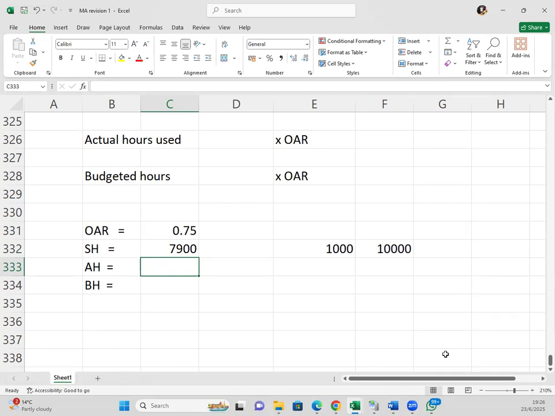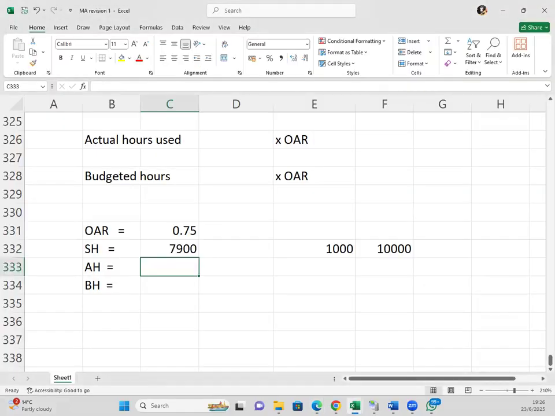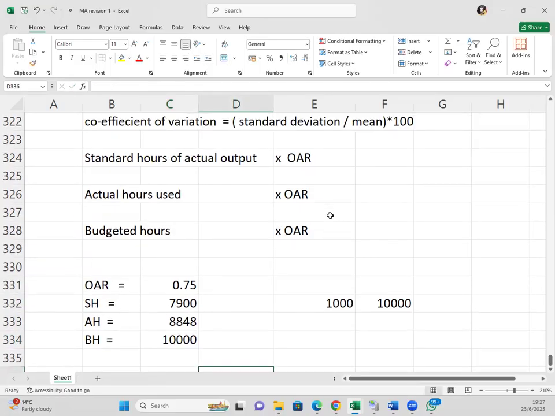Then actual hours is given. These are the hours you used. Actual output is 790 and 8,848 hours. So the actual hours is 8,848. The budgeted hours are the same, the 10,000. So now that we have our variables, let's go and substitute them.